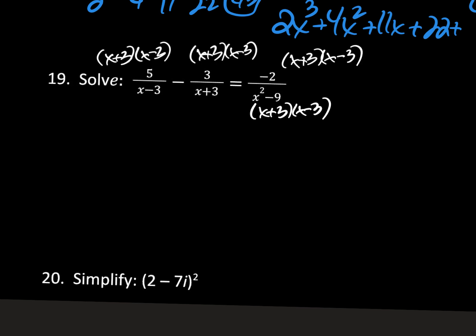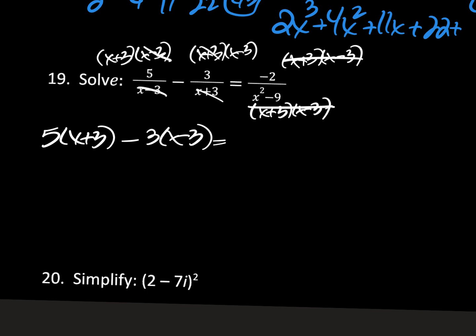Now, what happens is over here, the x minus 3's cancel. That leaves me 5 times x plus 3. The second term, the x plus 3's cancel. That leaves me 3 times x minus 3. The right-hand side, it all cancels. That leaves me a -2, which is great because when I do distributive right here, there's going to be no squares, which means no factoring, which is kind of awesome.